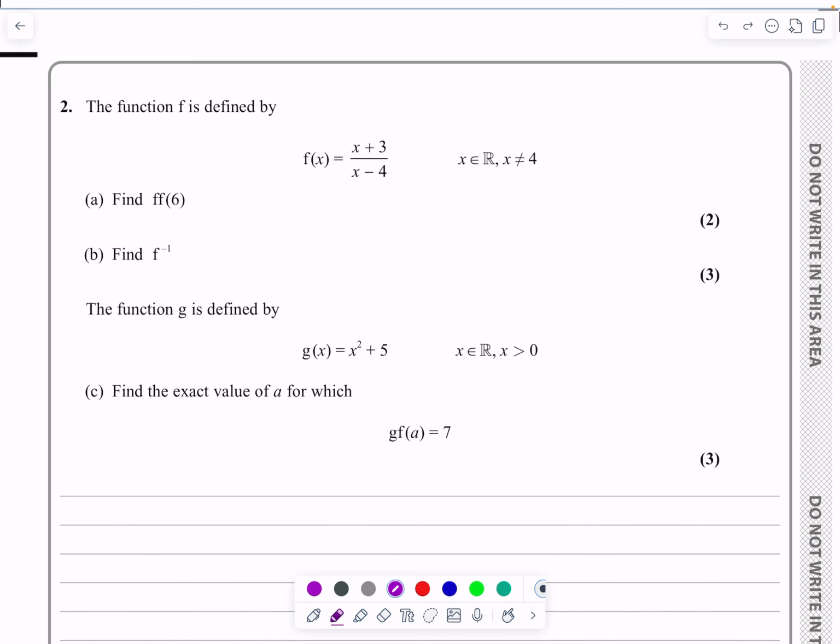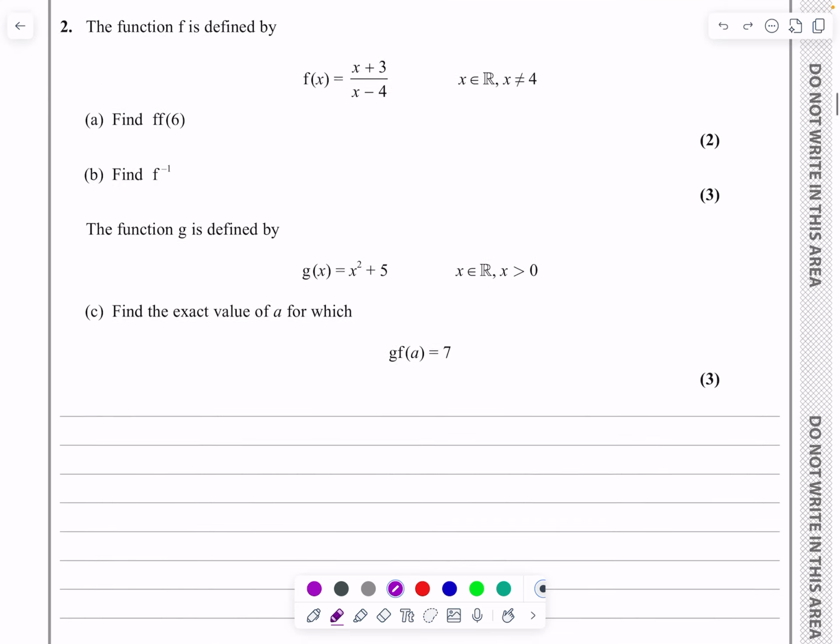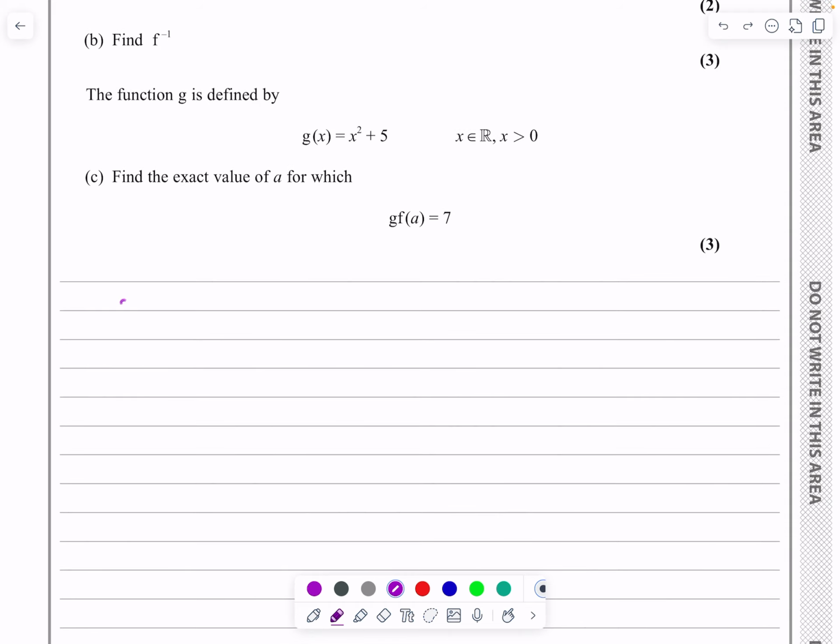So it says the function is defined by f(x) = (x + 3)/(x - 4), and obviously x not equal to 4 in terms of the domain there. Part A, can we find f(6)? Part B, can we find f^(-1)? Well, let's get started and do the first part.